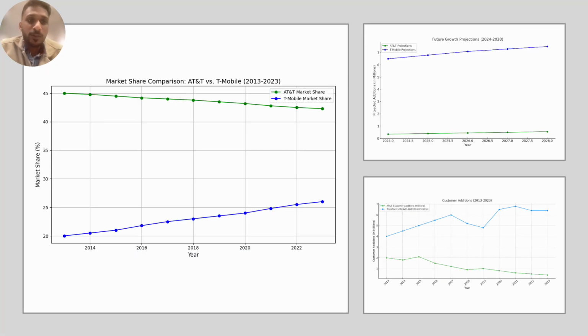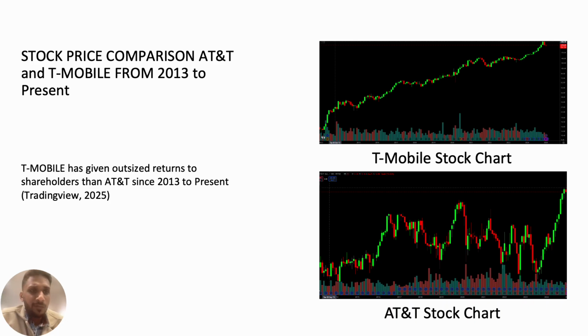Here we have a few charts that show the market share comparison between AT&T and T-Mobile, the future growth projections, and customer additions. We can see that T-Mobile is consistently beating AT&T in all these metrics. Here we have the stock price comparison of AT&T and T-Mobile from 2013 to present. T-Mobile has given outsized returns to shareholders compared to AT&T since 2013 to present, as you can see from the stock prices on the screen.